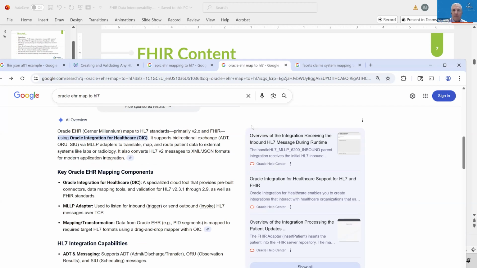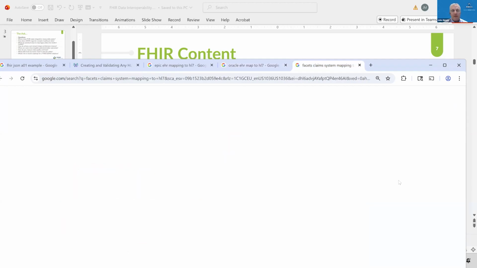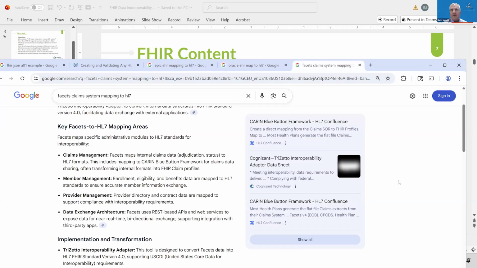Apps to HL7, right? Facets. Facets is a claim system. You wouldn't think it necessarily had to know clinical data. Well, there's a lot of clinical data that payers want to know. Facets, a claim system, maps to HL7, right? And we'll get into that, another standard that these claim systems deal with.